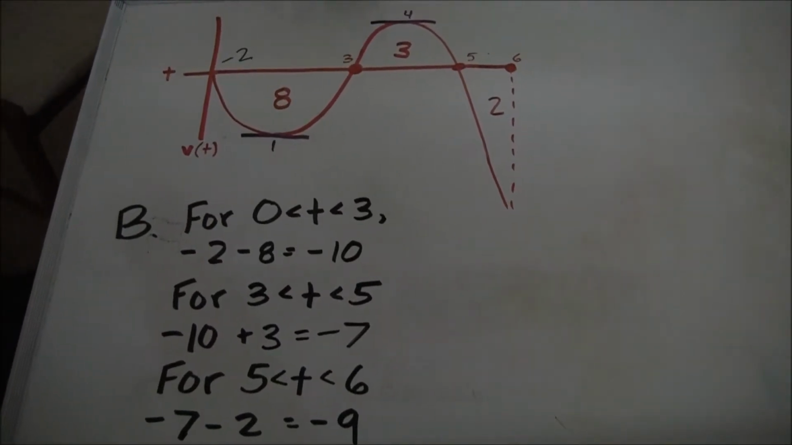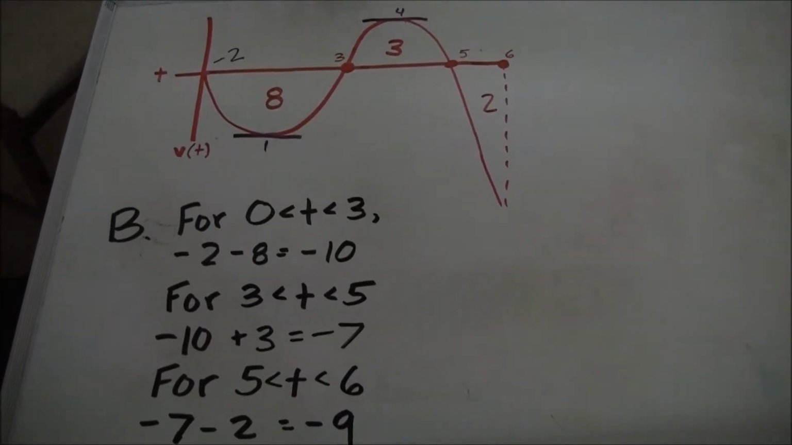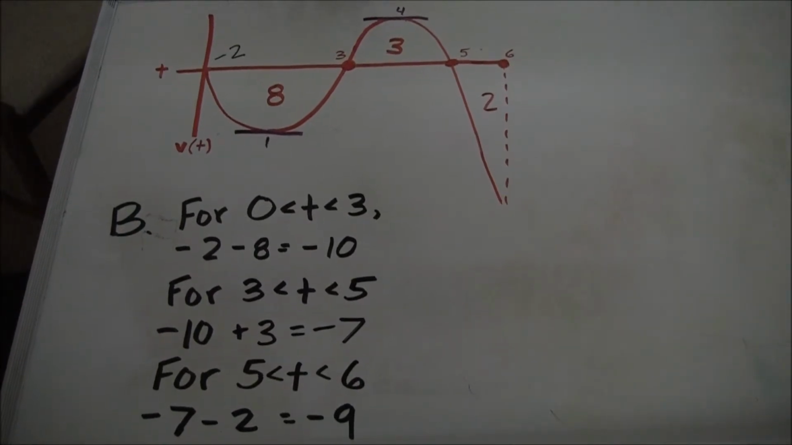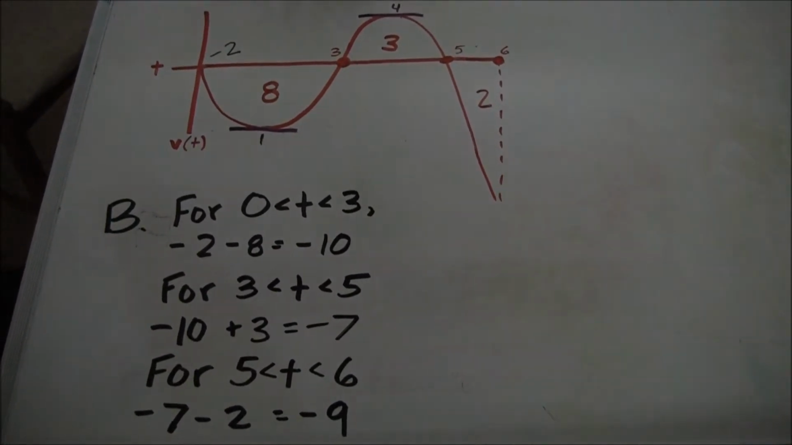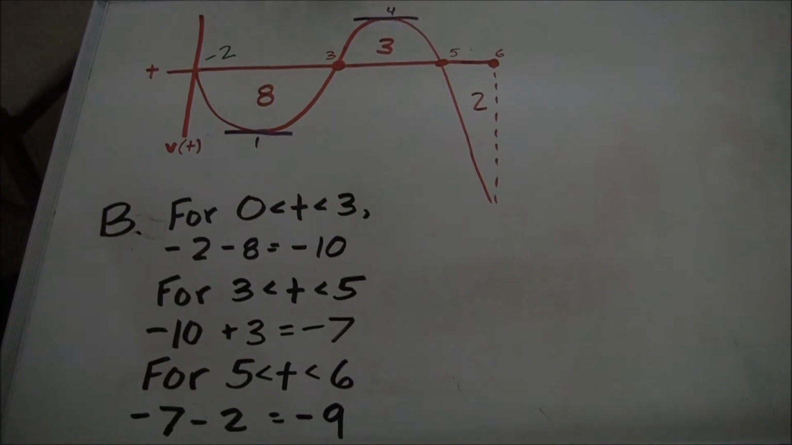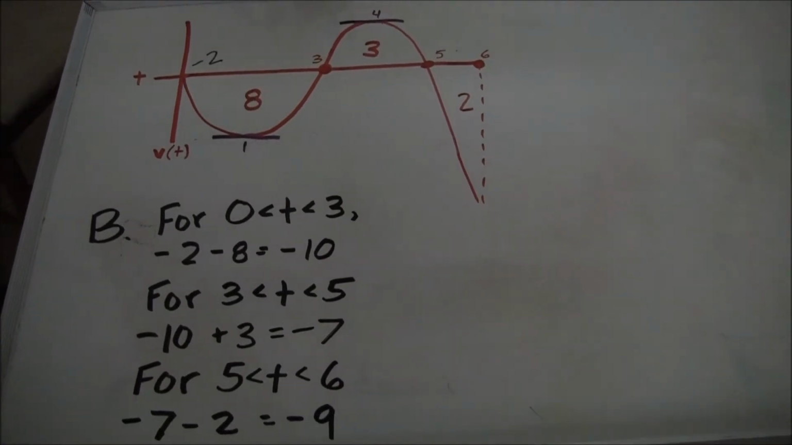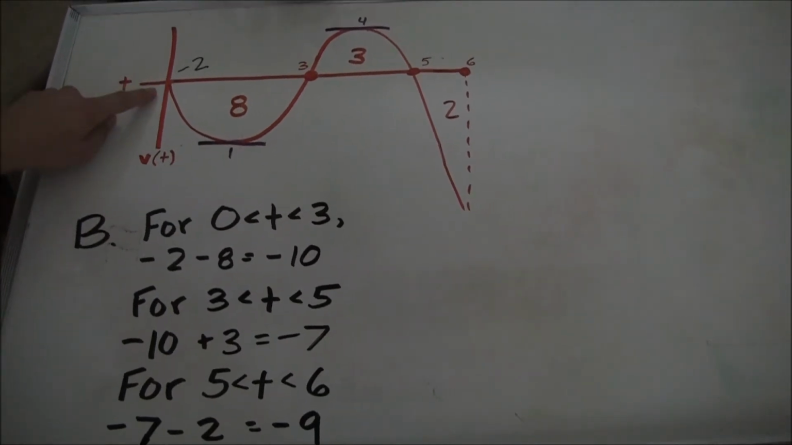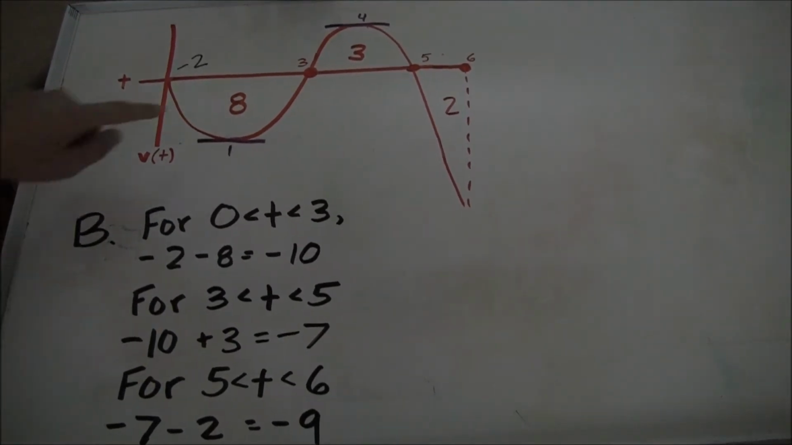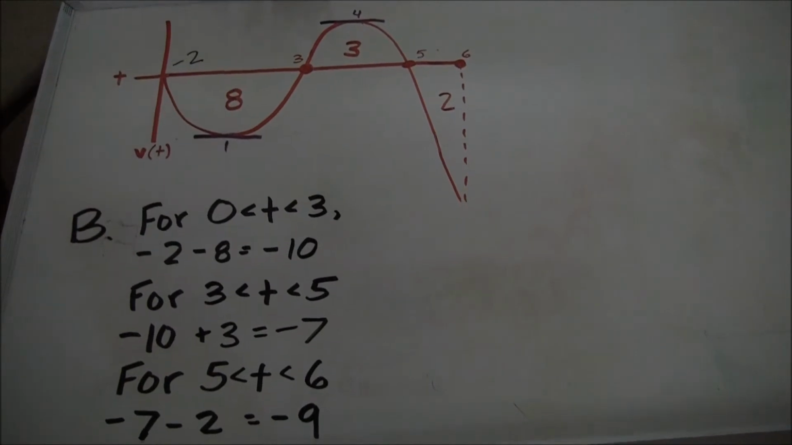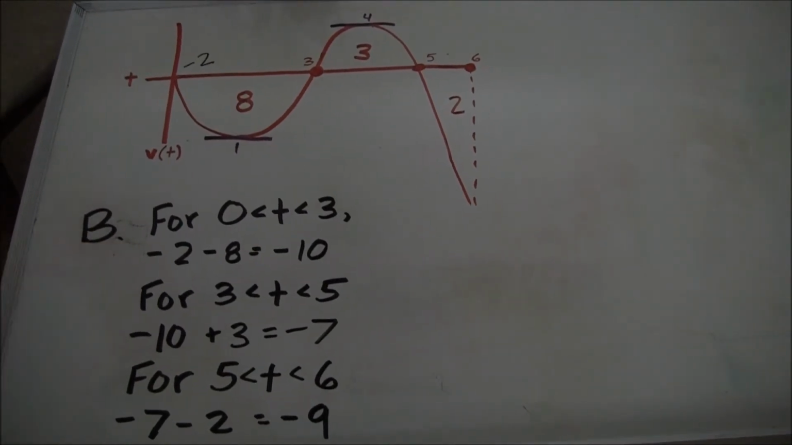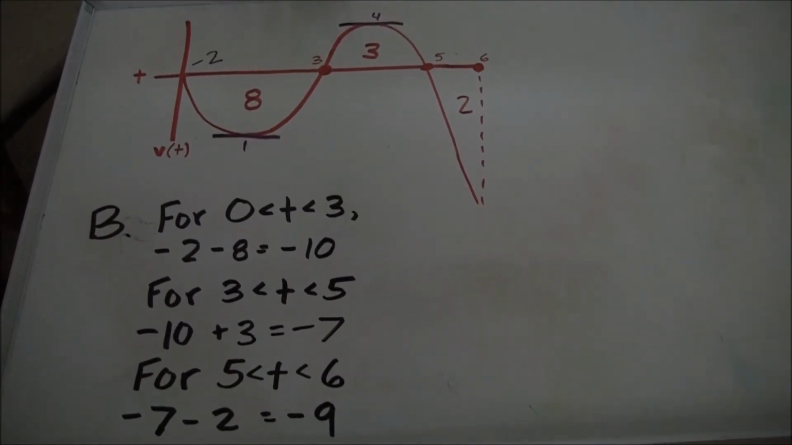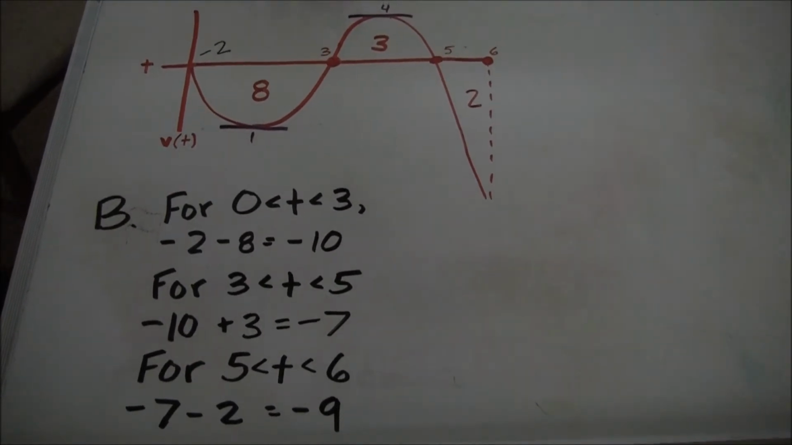Question B asks, for how many values of t where 0 ≤ t ≤ 6 is the particle at x equals negative 8, then explain your reasoning. Since the initial condition is negative 2 at t equals 0, subtracting the area of 8 below the t-axis means that x of 3 equals negative 10. By the intermediate value theorem, this means that the graph had to have crossed the point x equals negative 8.